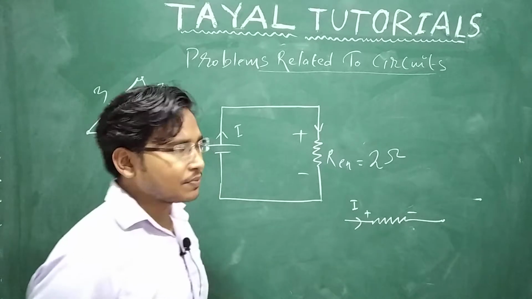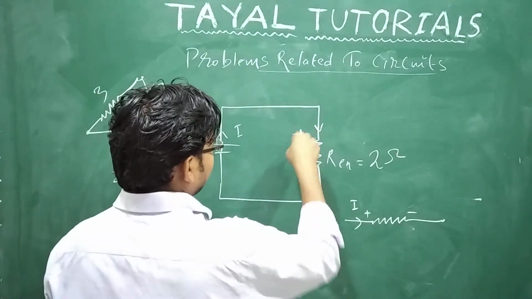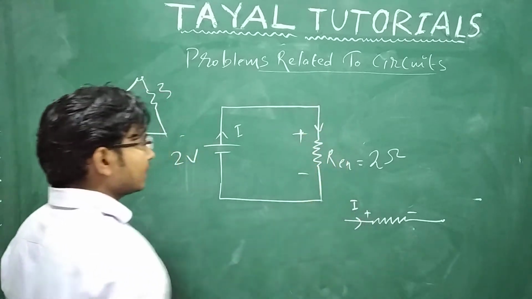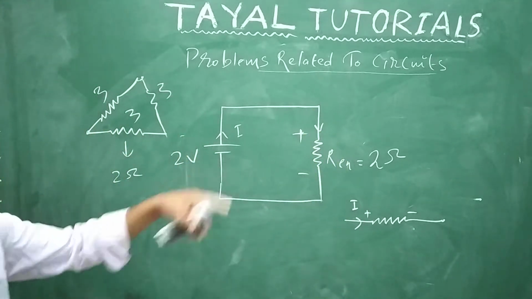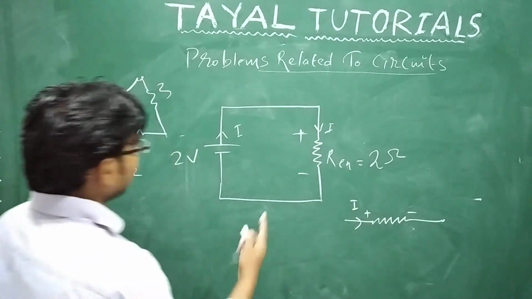Okay, it's a passive sign convention. Let's say current is going in, and I am marking that instant of entering that current and that resistance as plus. I want to write the KVL.